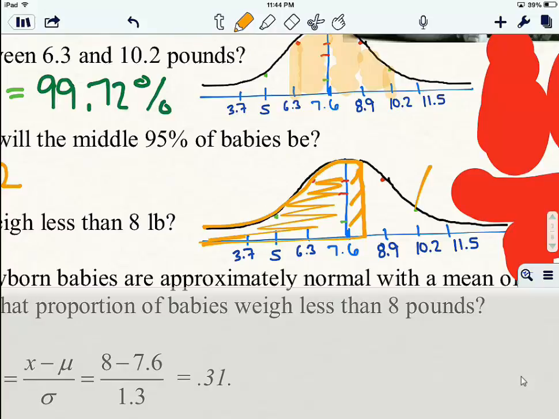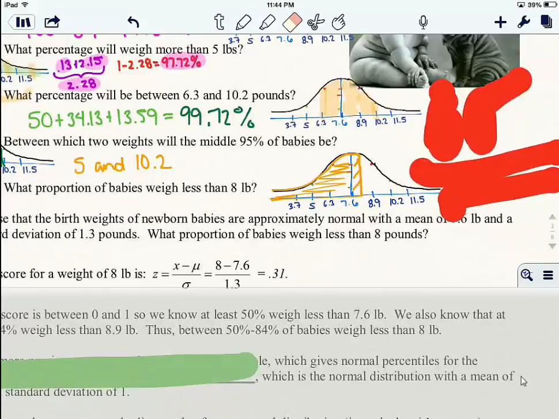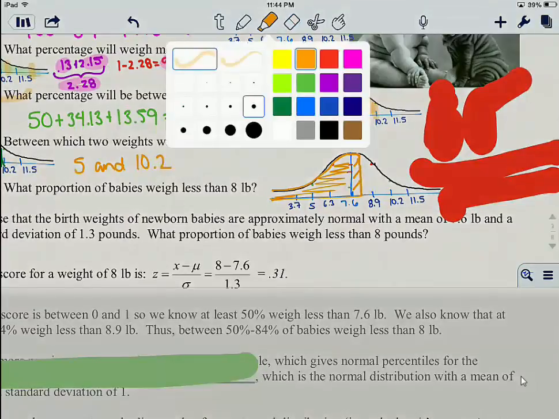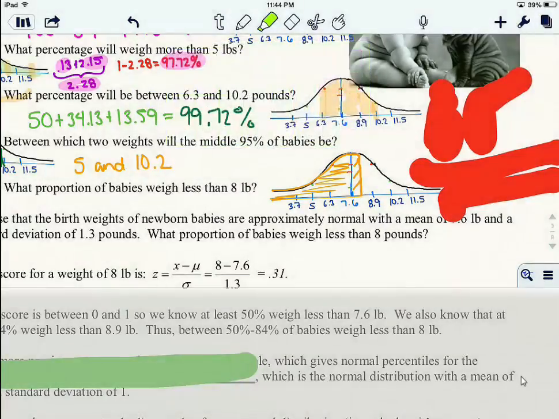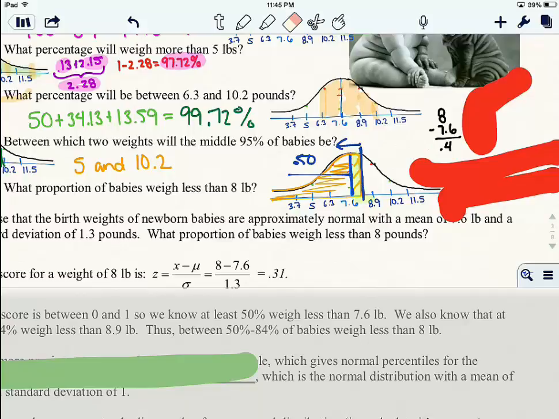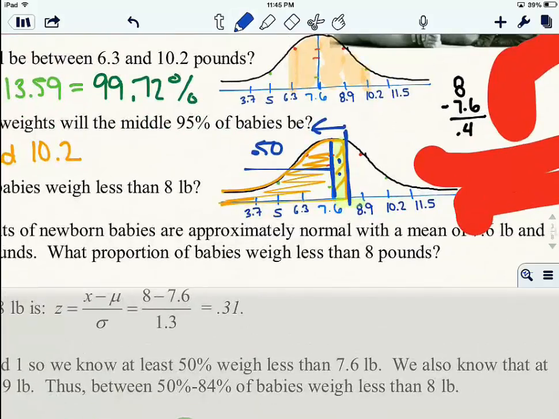Well, if I wanted to, I could estimate it. So let's see. We know we already have 50%. So what we really need to focus on is this little piece right here. Let's look at it this way. We know from 7.6 on, that's 50% or 0.50. And we're trying to find the part from 8. So if we did 8 minus 7.6, we realize that there's 0.4 in this little area.